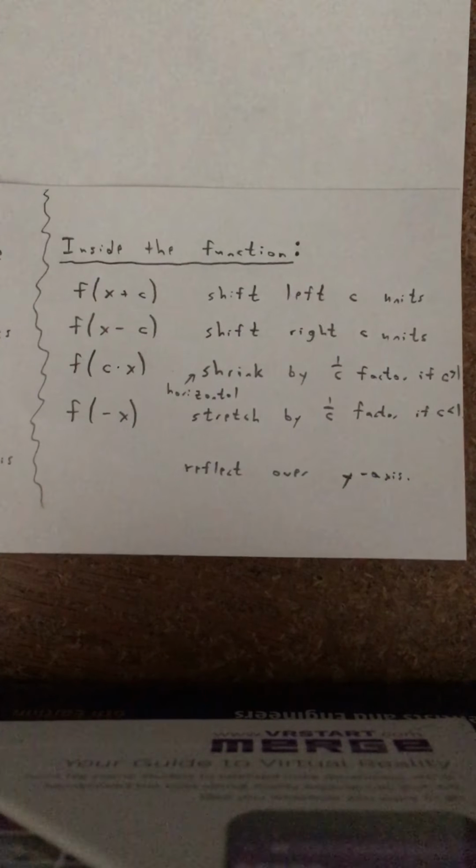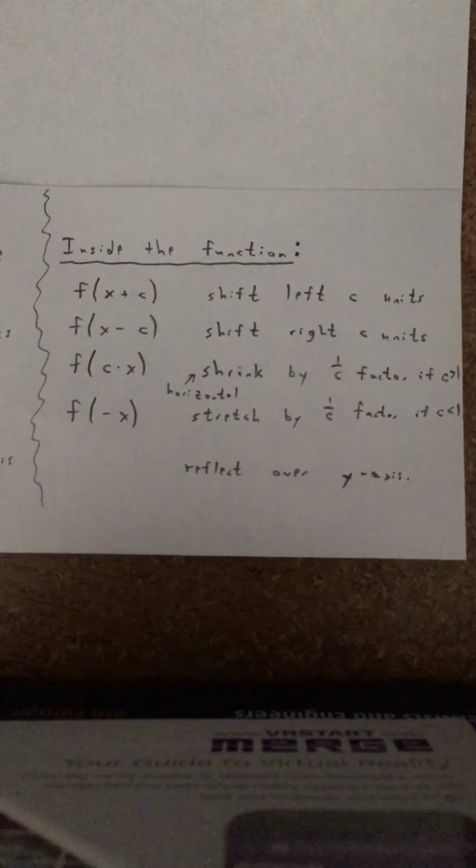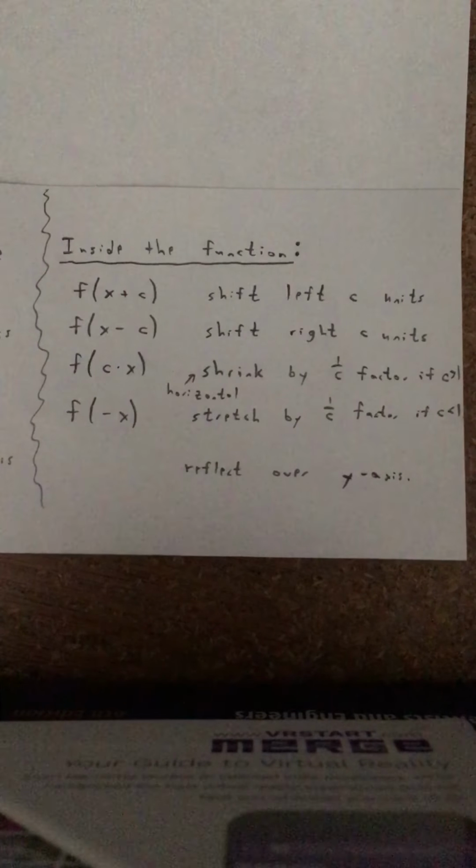So in the first one, you replace the x with x plus c, like x plus 2. That will shift 2 units to the left. All of the inside the function transformations are kind of counterintuitive. You'd expect the plus c to go to the right. Well, it actually goes the opposite, it goes to the left. If you replace the x with x minus c, like x minus 7, for example, that would be 7 units to the right. So again, counterintuitive.